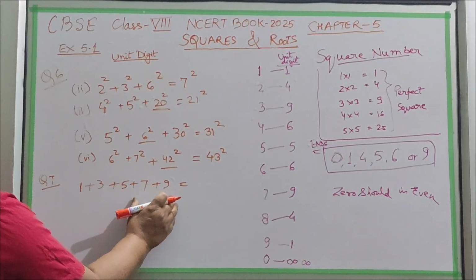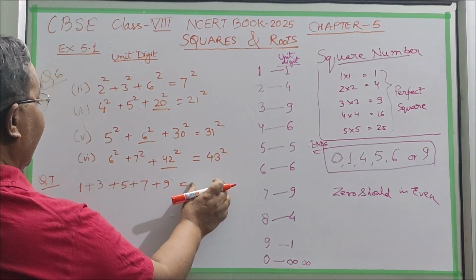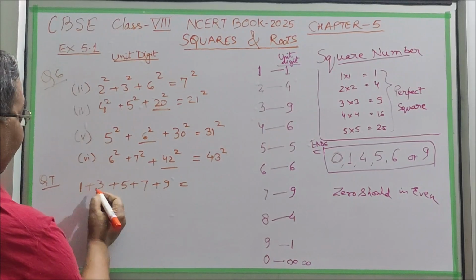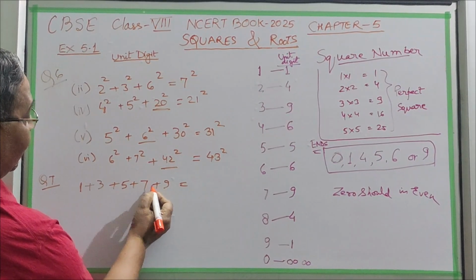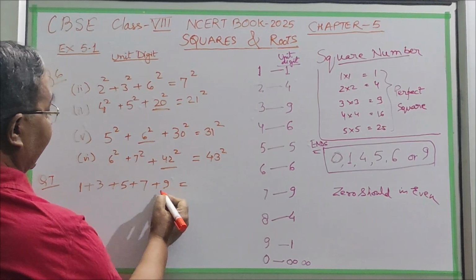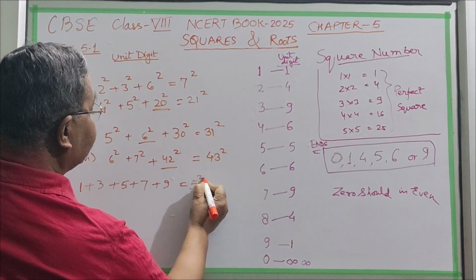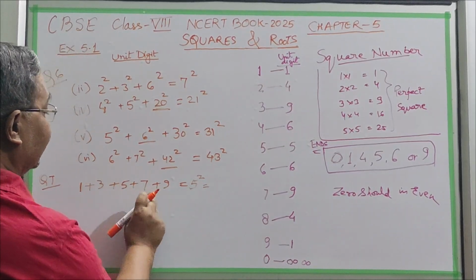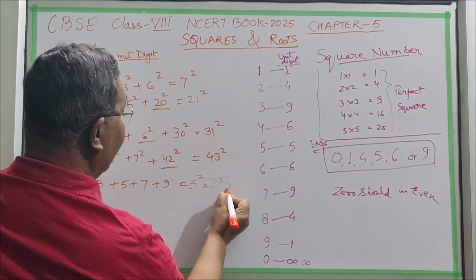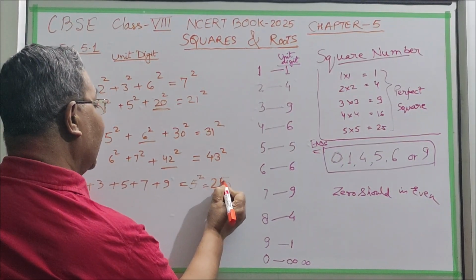If you add them, their addition will be the square of the count of the numbers: 1, 2, 3, 4, 5. So here the count is 5. So its addition will be 5 square, because 5 numbers are here. So 25 will be your answer. Without doing the addition, 25 will be your answer.